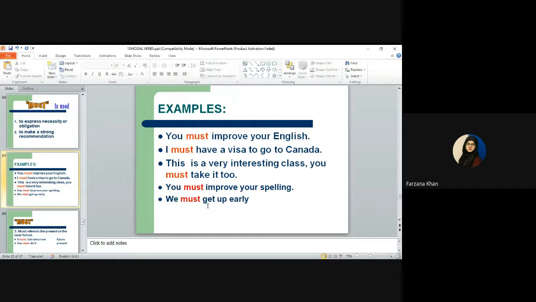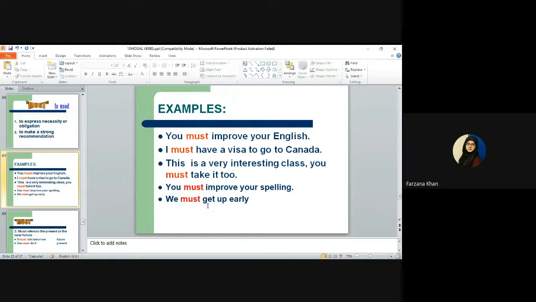Well, must is used, but what you need to keep in your mind is that you need to be very careful while using must. You cannot use must while talking to another person who is senior to you. Like a teacher can say to students, you must focus on your studies, but you cannot say to your elders, your parents, that they must listen to you.